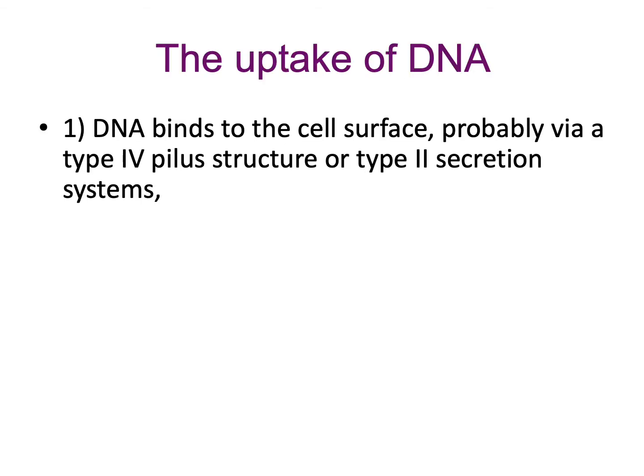For transformation to happen, the very first step involves the uptake of DNA from outside the cell. The uptake of DNA might vary from one species to another. DNA must first bind to the cell surface, and depending on the cell, some will have a pillar structure while others might have a secretion system.